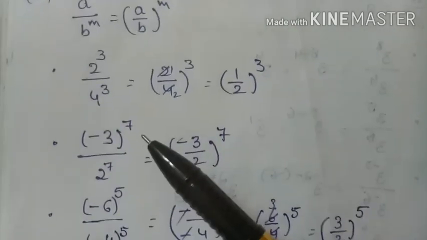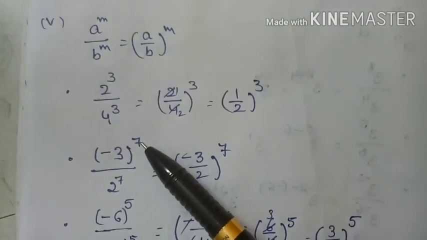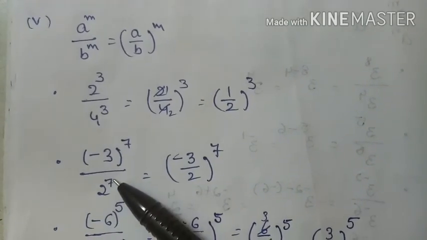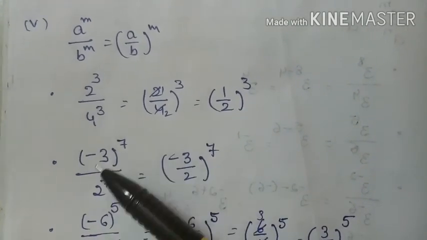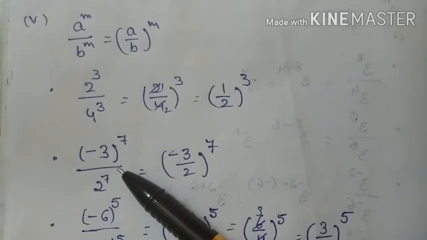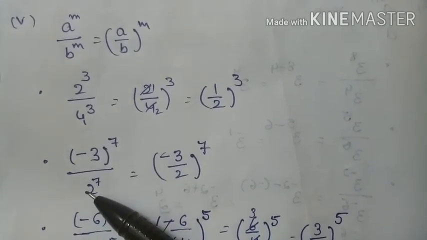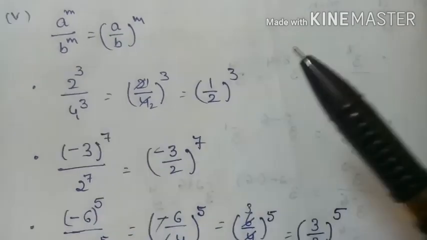Clear? Next. Minus 3 whole to the power of 7 by 2 power of 7. So here the powers are equal. Bases are not equal in division. So simply minus 3 by 2 whole to the power of 7.